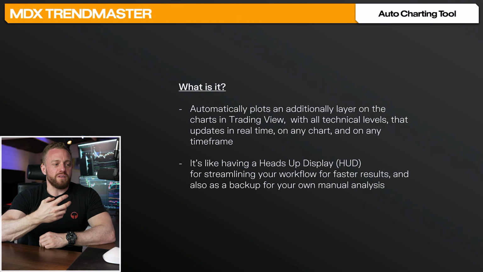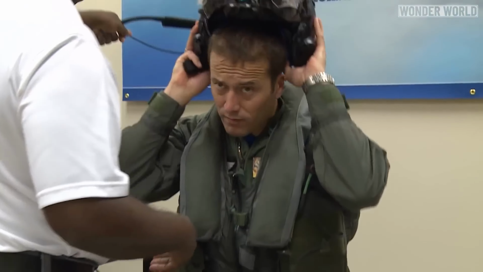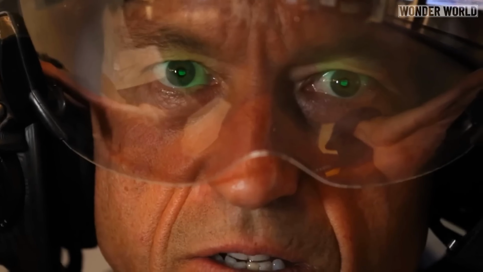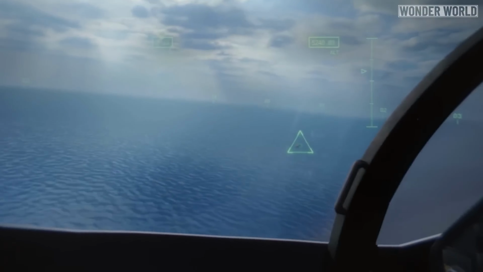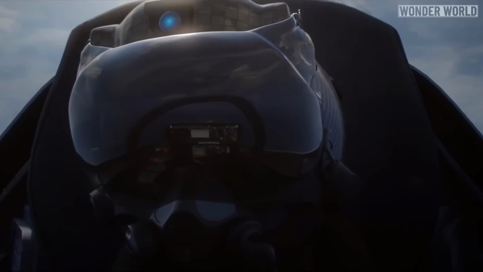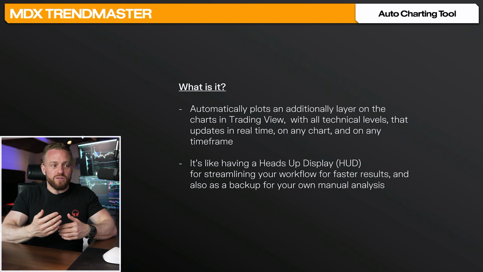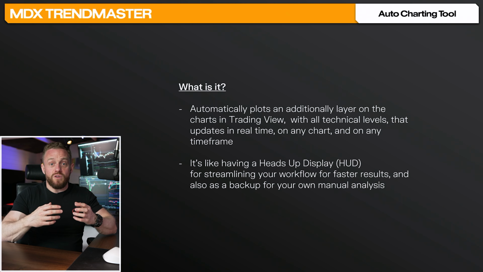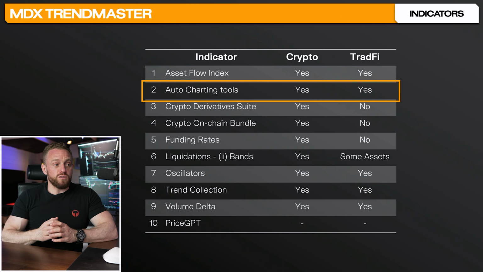The best way to think about this is it's kind of like in the Air Force where they have those advanced heads-up display helmets where it displays all this extra information overlaid on the terrain while they're flying, so that they can have faster reaction times and also back up their own manual calculations that they're doing. Now, auto charting tools is one out of a total of 10 indicators from MDX TrendMaster, although I would say I probably use this one more than any of the others and have it switched on all the time.